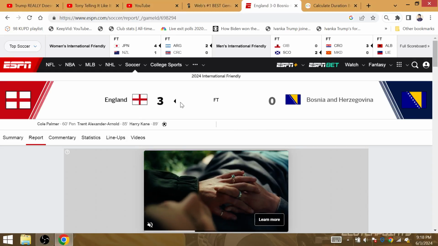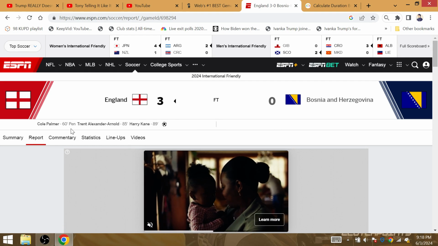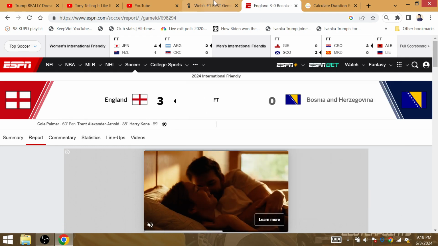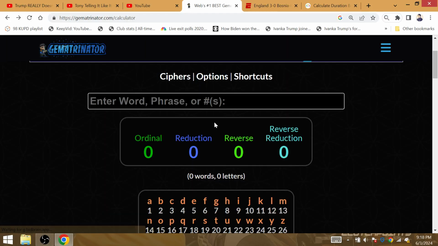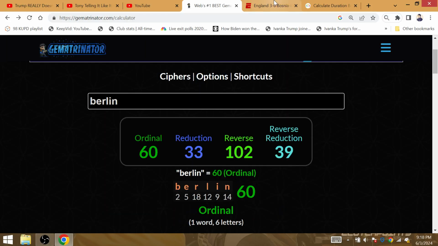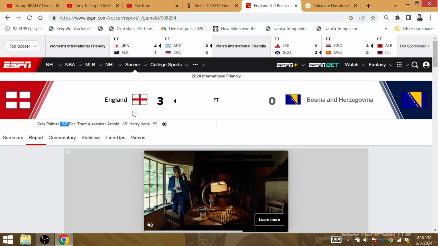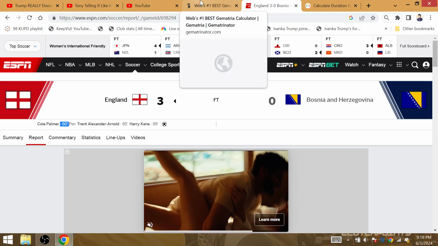England's first goal during their preliminary friendlies before the Euros kicks off. Cole Palmer with the 60th minute penalty goal. In Gematria, it is Berlin that has Gematria 60. The final is going to be held at Berlin, and England is going to win the final at Berlin. The 60th minute penalty goal.